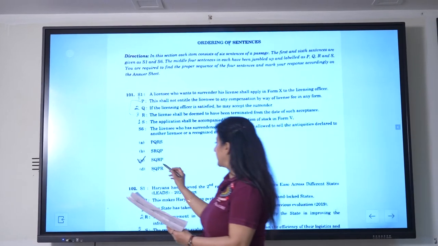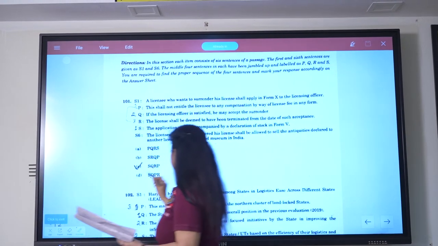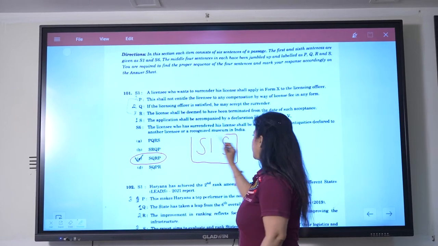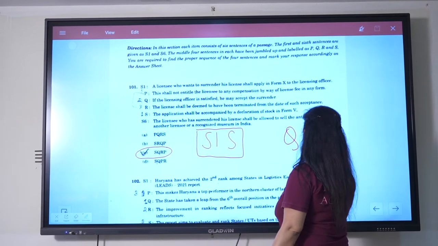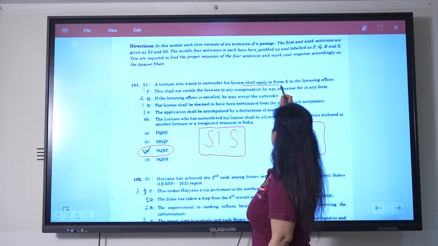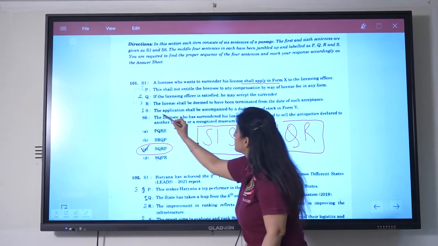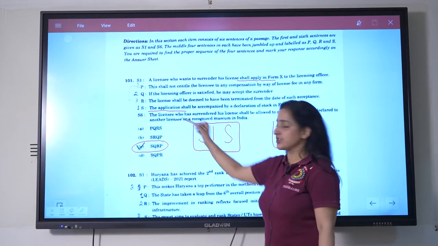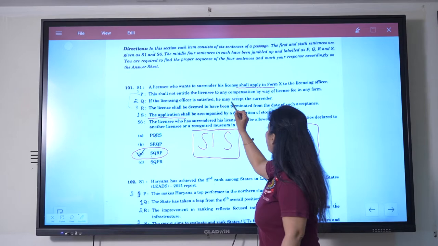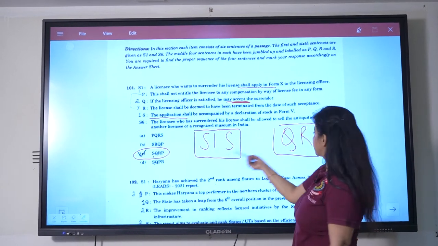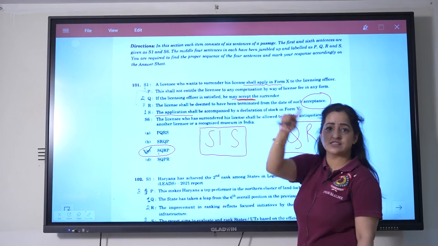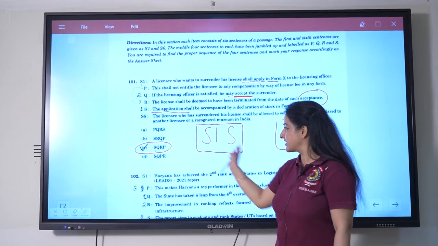Question 101. The correct answer is Charlie, SQRP. Some explanation. Two mandatory pairs. S1 and S is a pair, and Q and R is a pair. Reason: S1 talks about some application. They should apply. And S also talks about application. Apply, application. So this is the connection of S1 and S. That is why this is the answer. And then Q and R. Q talks about he may accept the surrender. Accept. Not S6, the R, Q and acceptance. The word accept, acceptance, apply, application. So that's the connection. Okay.